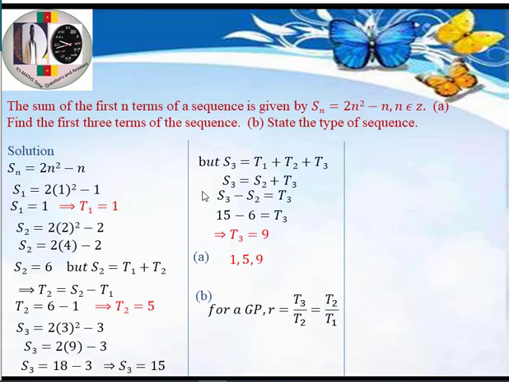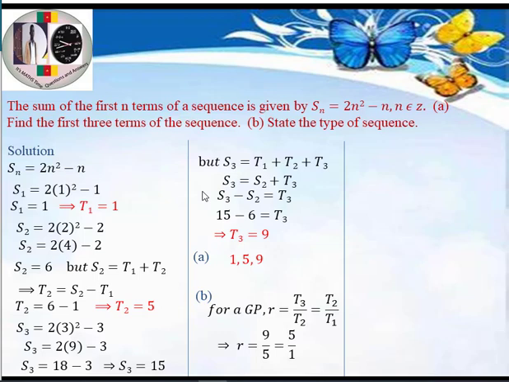So let's check. The third term is 9, the second term is 5, which is supposed to be equal to the second term 5 divided by the first term 1. Is that true? No. Since it's not true, then we say that this sequence is not a geometric progression. So let's try if this sequence is an arithmetic progression.